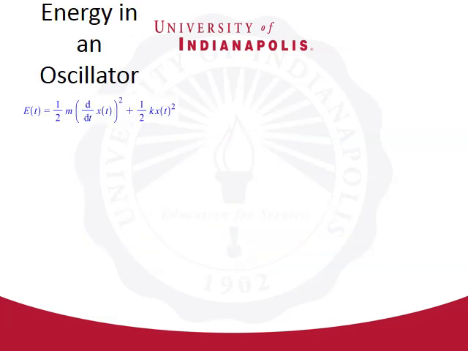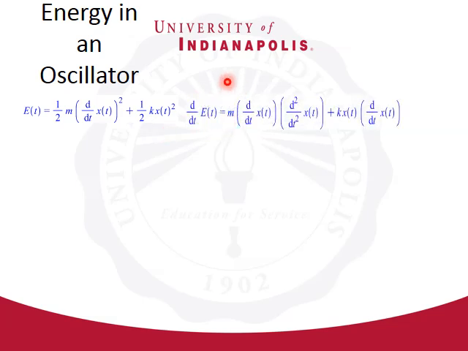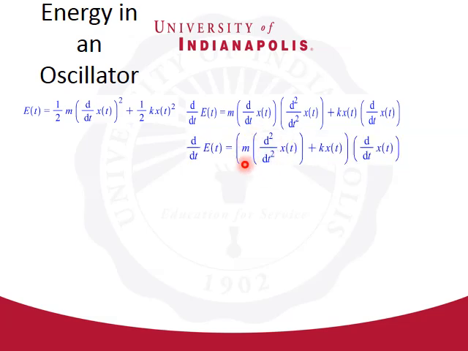Alright, so energy in an oscillator. Energy again is you have your kinetic and your potential energy terms. What we're trying to do is figure out how they change in time. So we're going to take the derivative of our energy and we get this term. Now we're going to factor out this derivative of position right here and get this expression.